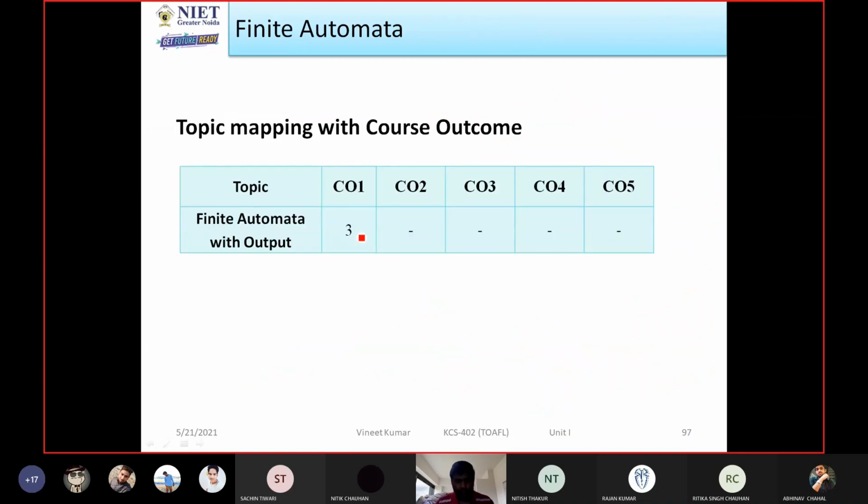And if we talk about the topic objective and outcome with the course outcome, that is 3, because initially you have seen CO1, we have to analyze and construct the different kinds of automata. So your topic is directly mapped with course outcome 1. That's why we have given the 3 points. That means highly correlated, right?